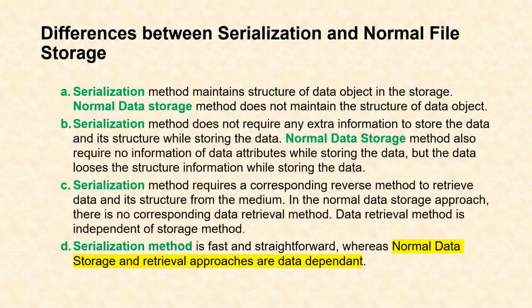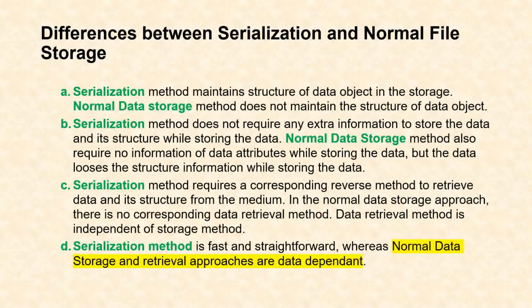What is the difference between serialization and normal file storage? The serialization method maintains the structure of the data along with its value, whereas the normal data storage method stores only the value. It does not store the structure of the data object. The serialization method does not require any extra information while storing the data. The normal data storage method also requires no information of data while storing it in the storage medium, but the data loses the structure information.